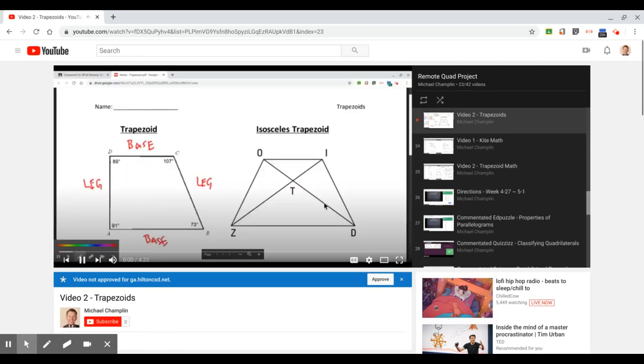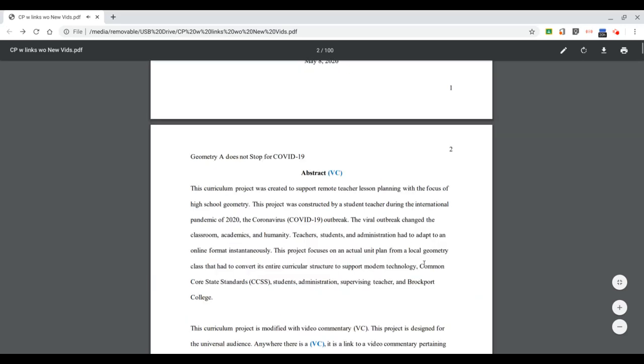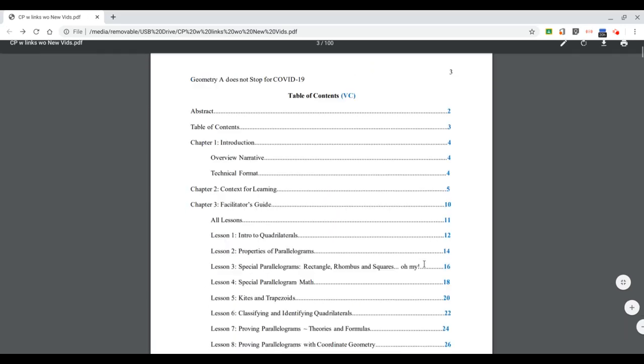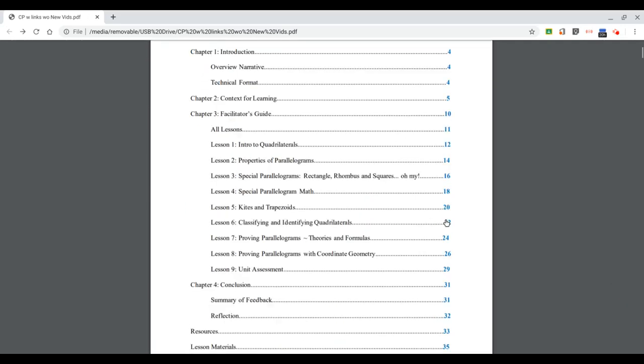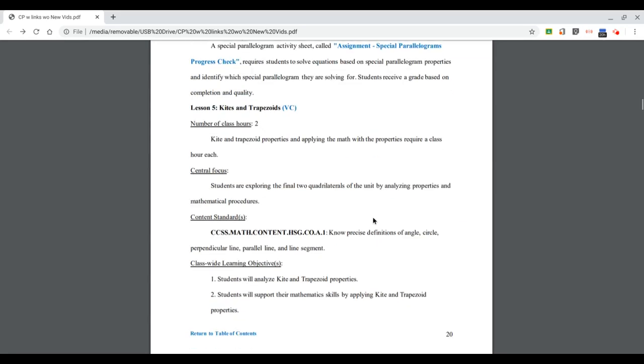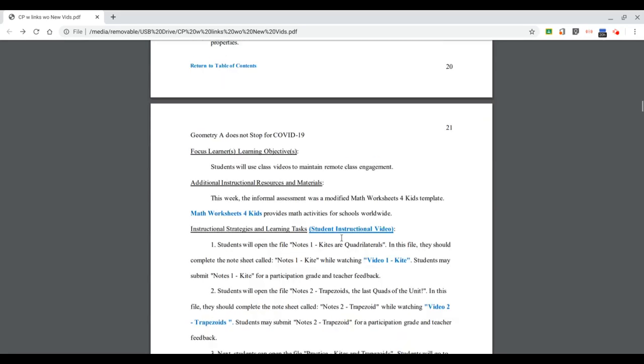trapezoids and isosceles trapezoids. And I accidentally hit the wrong button, so we started back at the beginning, and let's go to 5 and see. That's why we have those convenient navigation tools.